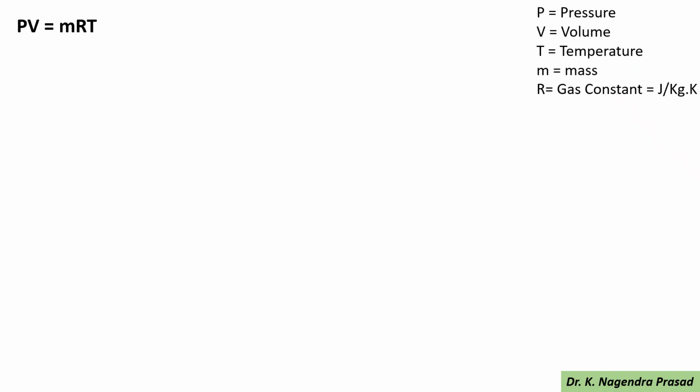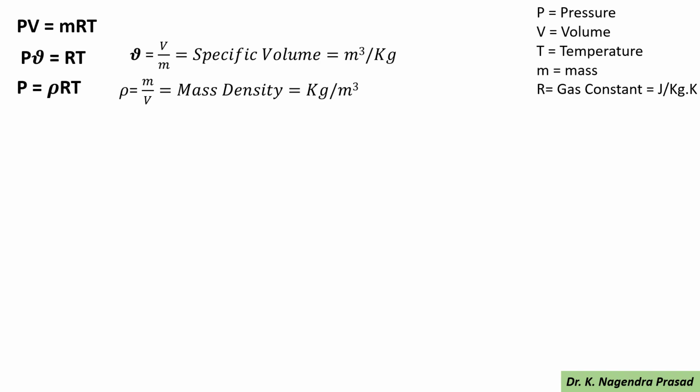And this PV equal to mRT can be written as P nu equal to RT. Here nu equal to V by small m, which is the specific volume. Its units are meter cubed per kg. And PV equal to mRT can be written as P equal to rho RT, where rho equal to small m divided by volume, capital V. It is the mass density. Its units are kg per meter cubed.